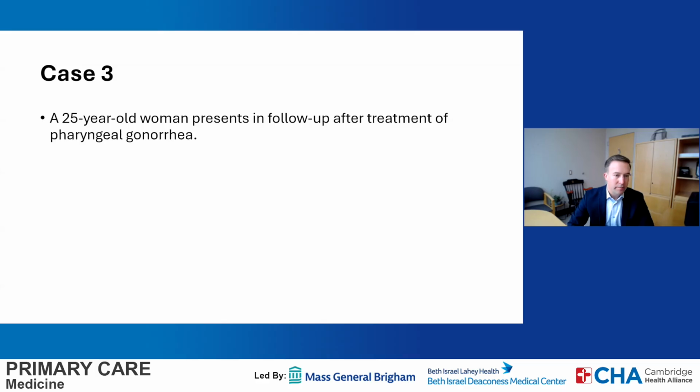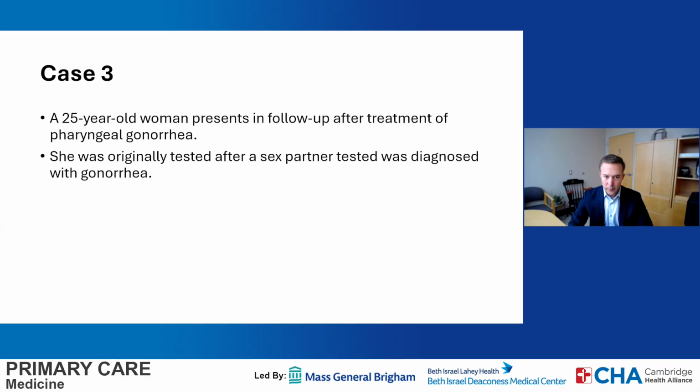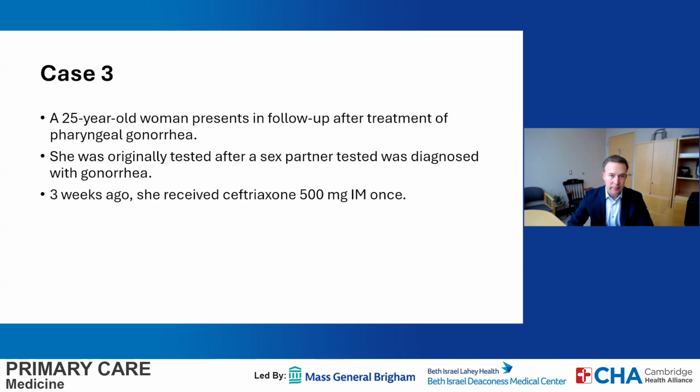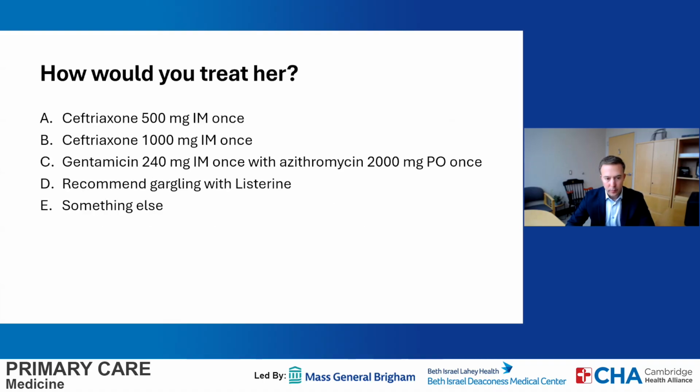Our next patient is a 25-year-old woman who presents in follow-up after treatment for pharyngeal gonorrhea. She was originally tested after a sex partner tested and was diagnosed with gonorrhea. 3 weeks ago, she received the standard treatment, ceftriaxone 500 milligrams intramuscularly once. And then she had a test of cure, as is recommended for pharyngeal gonorrhea in the US, and that was positive for the organism again. So, treated for pharyngeal gonorrhea, but on a test of cure performed 2 to 4 weeks later, she was still positive. So, how would you treat her?